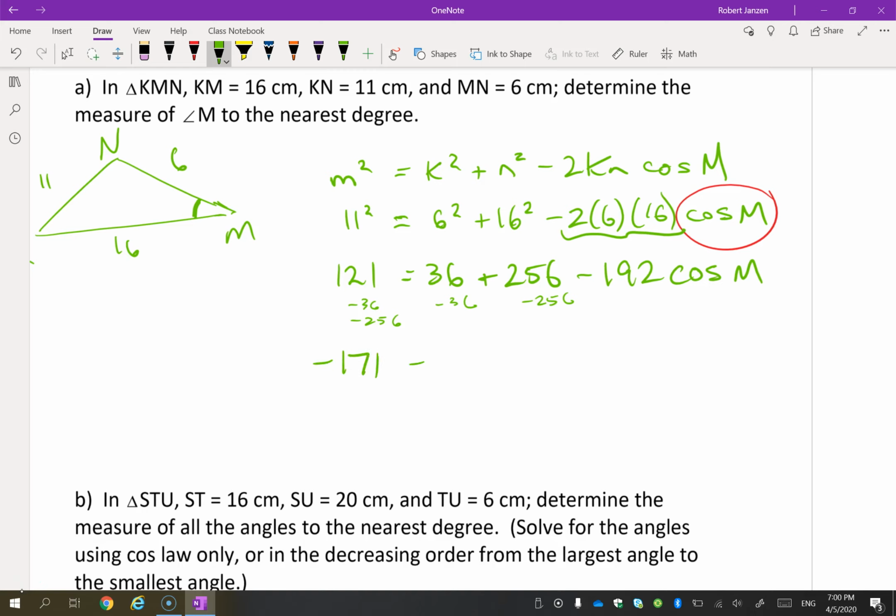So I get negative 171 is negative 192 cos M. A common mistake here would be to have put this all together first. Why can't I do that? Well, the problem is there's a multiplication here. So we're now going to divide by negative 192.